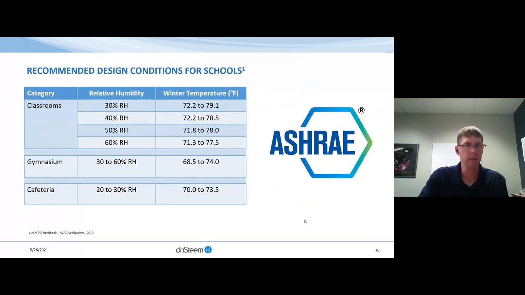And so building on it, the American Society of Heating, Refrigeration, and Air Conditioning Engineers establishes best practices for heating and cooling systems for buildings, as an example. And looking at schools, they looked at, okay, for classrooms, gymnasiums, and cafeterias.